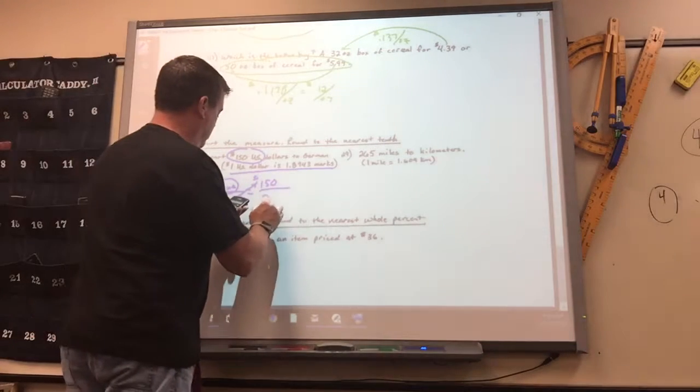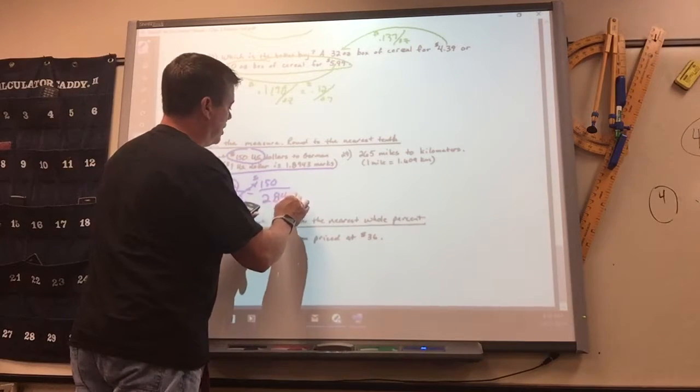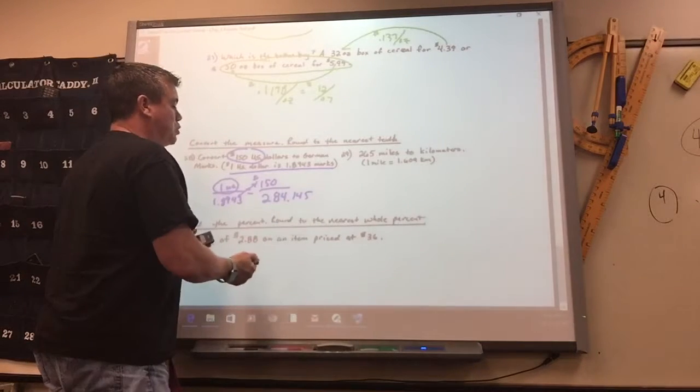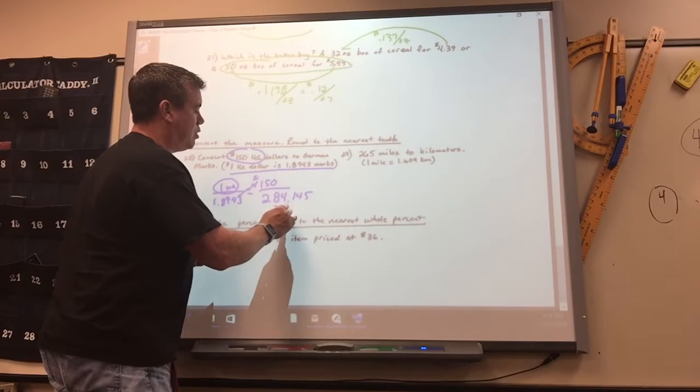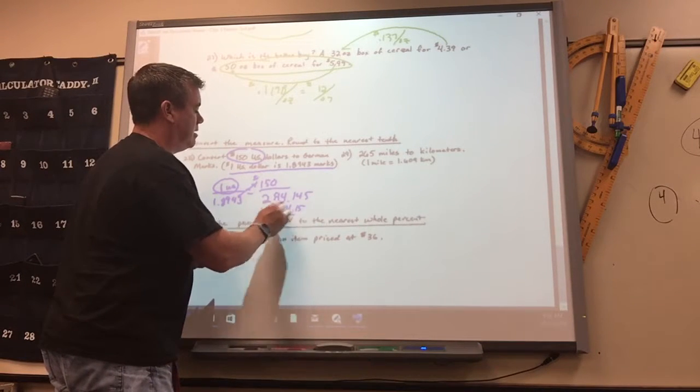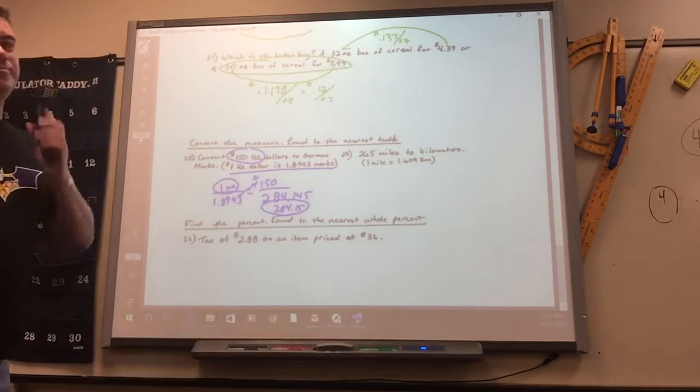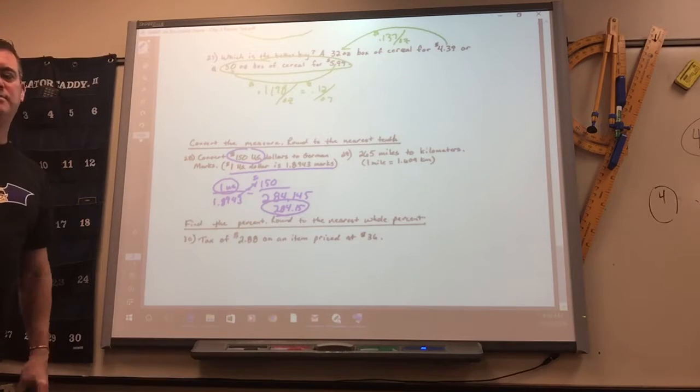And that would be 284.145, which we would round to 284.15 marks. Because they only have 2 decimals in money.